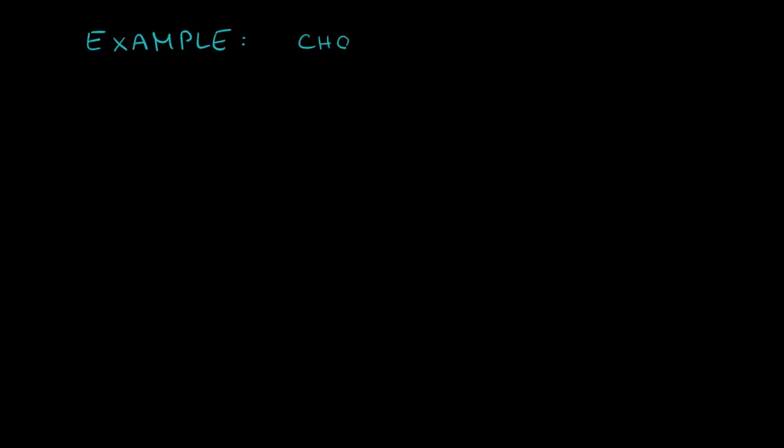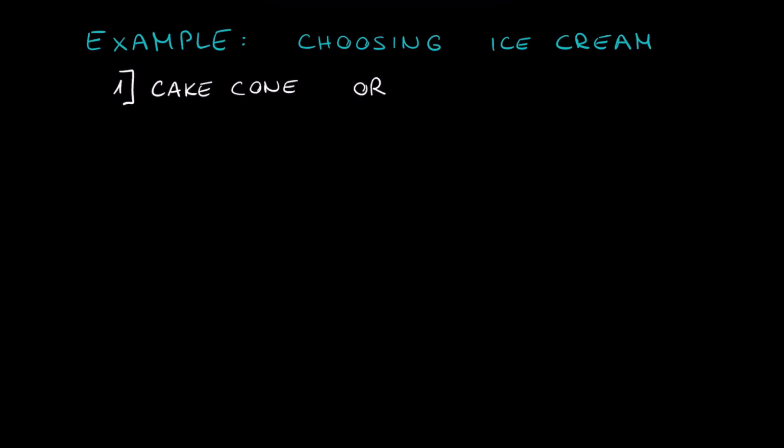You want to buy ice cream and have to first decide between a cake cone or a waffle cone. Then, there are 3 different kinds of ice cream: strawberry, lemon, or apple. How many possible outcomes of this scenario exist?